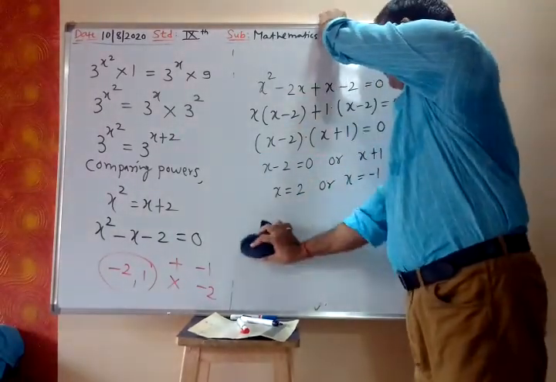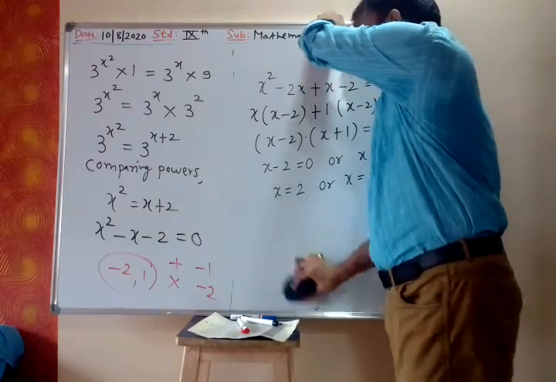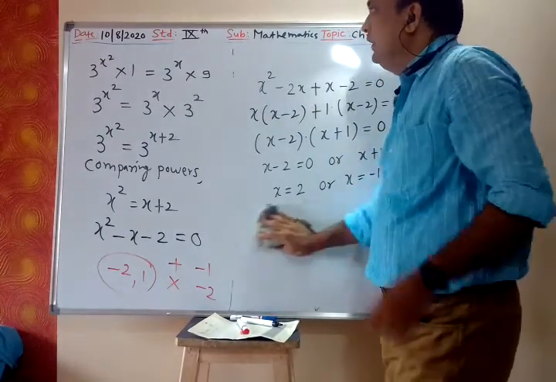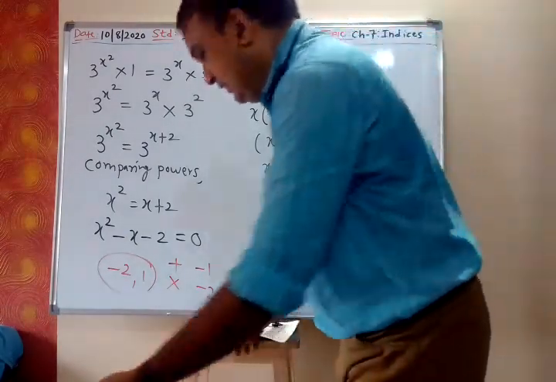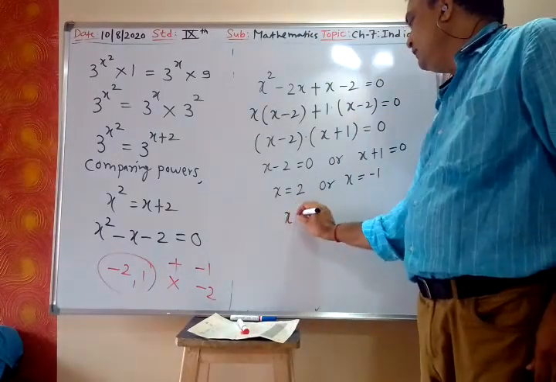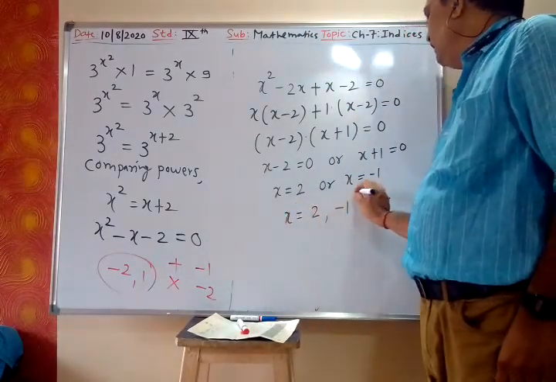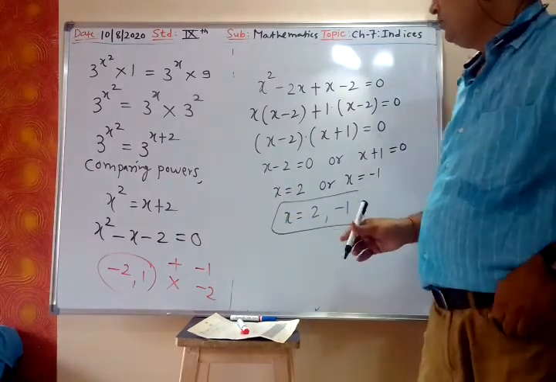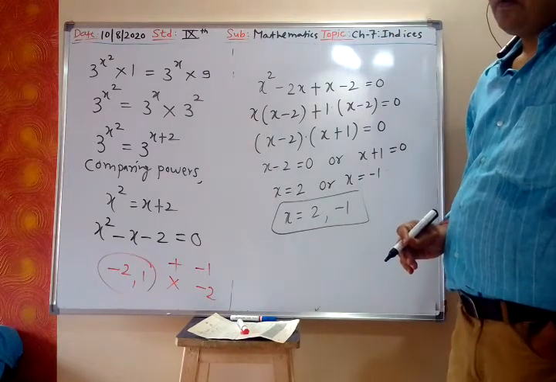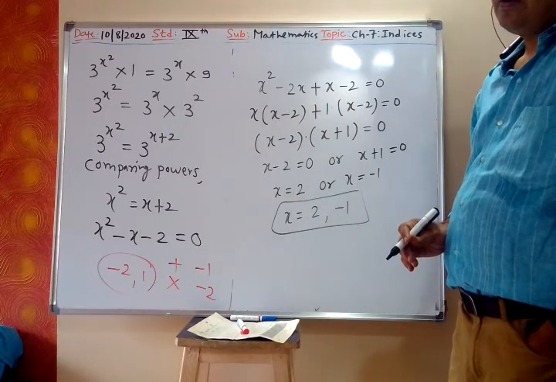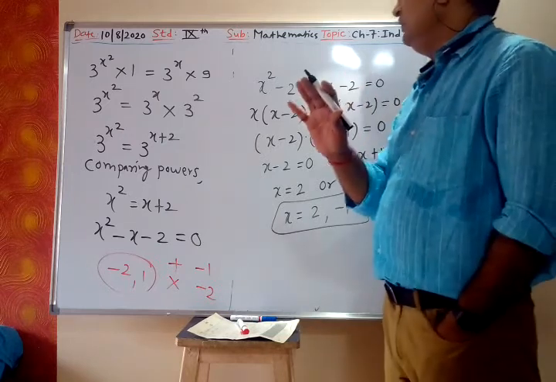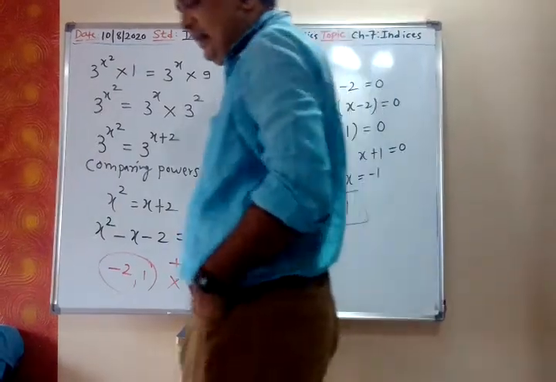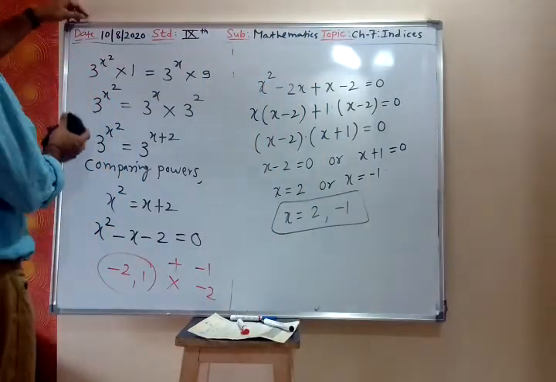The other way also you will get the same. Yes, tell me what happened. So the answer is 2 and minus 1. There are two answers. Now the other way also you will get the same quadratic. I will just explain that. This is over.